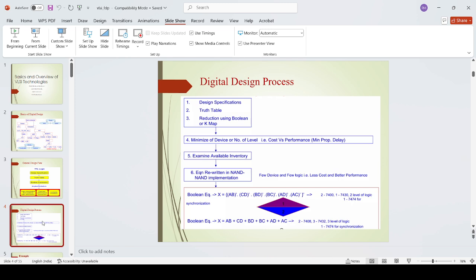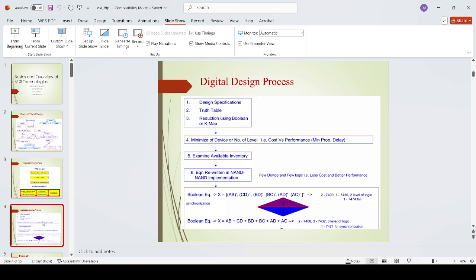Now, the advantage of using the NAND implementation is that the NAND is a universal gate, meaning any logic can be implemented with the help of this NAND gate, and these are cost effective and they can reduce the complexity in the design. So we prefer to design it in the NAND implementation.